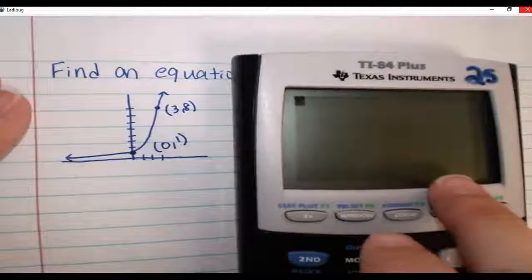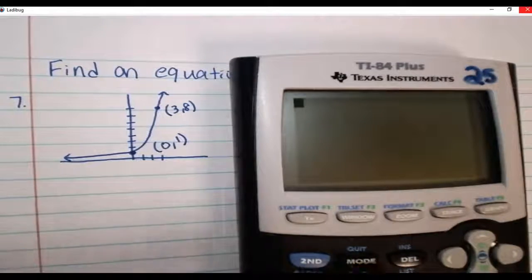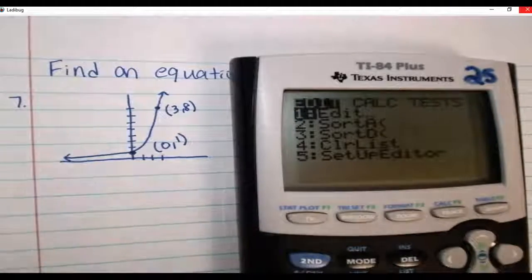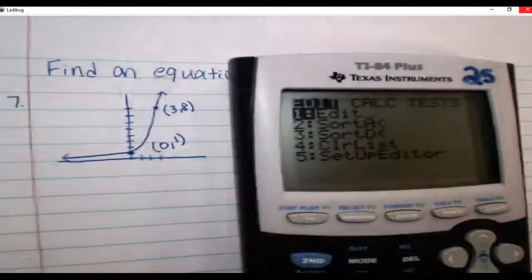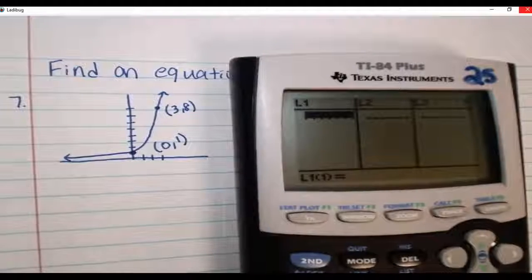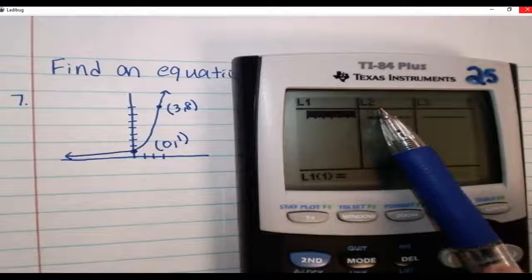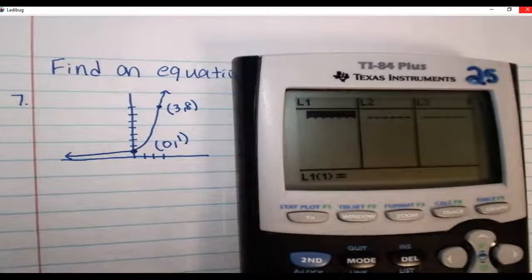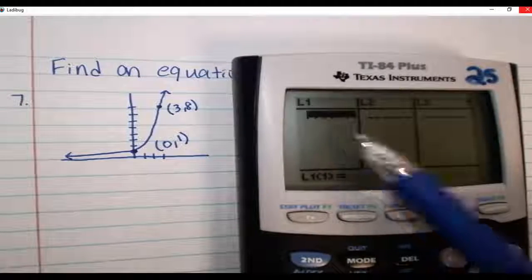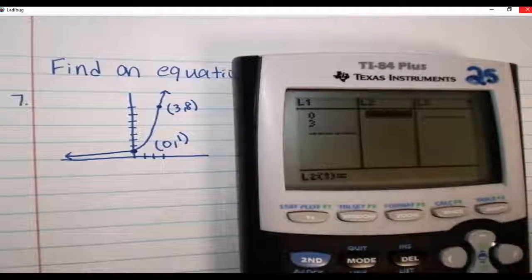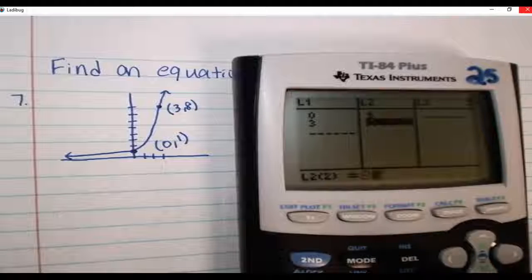So what you want to do is type these in. So you want to go to stat, which is right beside the arrow, same stat we were using for all of our stats stuff, and hit enter. And then you want to make sure that it says L1 and L2. If it doesn't, you need to reset your calculator. So in L1, we're going to put our x values. So I have 0 and 3. And in L2, you put your y's. So 1 and 8.